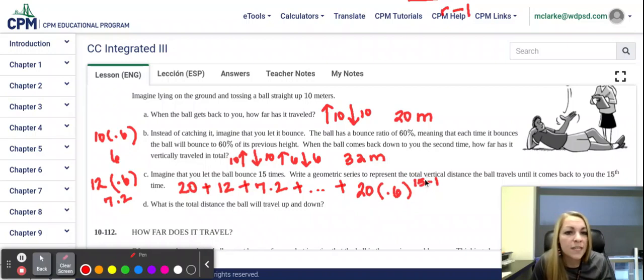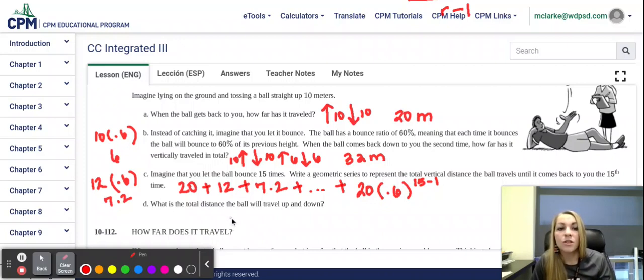You could just put 15 up here, but then this would need to be the zero term, so you would need to go backwards. So instead of multiplying by 0.6, you would have needed to divide by 0.6 and get a bigger number there. So it says, what is the total distance the ball will travel up and down?